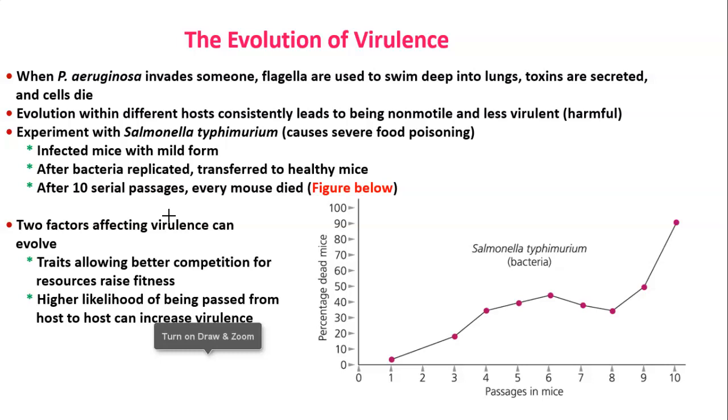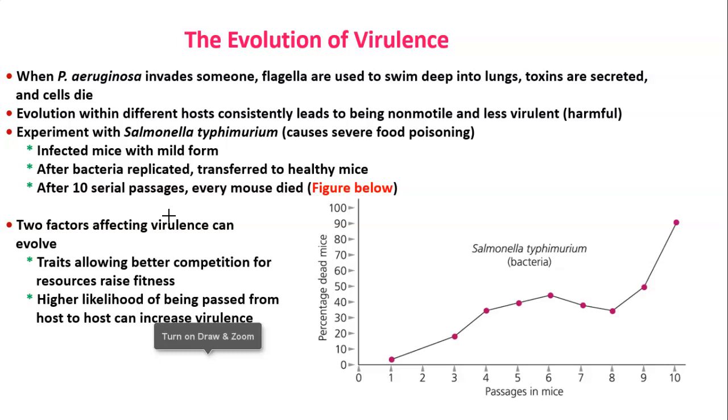So take a look at the figure in the lower right. Again, remember, upon initial infection with the salmonella, the bacteria were not very virulent. But after these 10 replications, or 10 serial passages, they became so virulent that 100% of the mice were dying after 10 serial passage events.